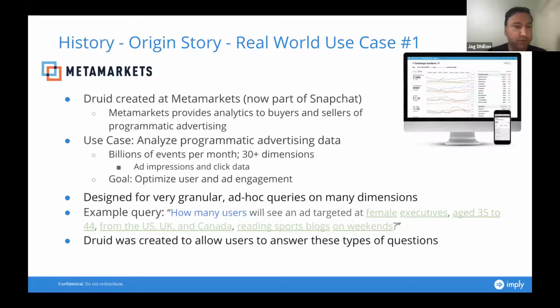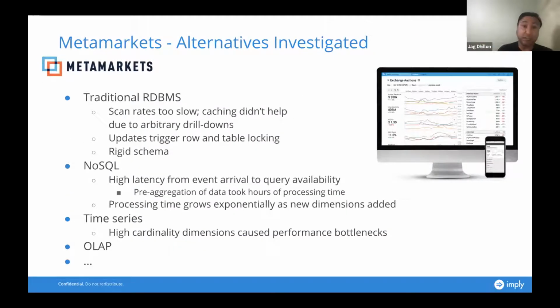Before they came up with Druid, they were looking at alternatives, right? Everyone wants to have a quick solution. Why should someone work too hard? If something is out there, I'll just modify that and use it for my solution. So they went down the traditional relational database. The challenge with that was the scan rates were too slow. When you have billions of records or even millions of rows, it was such a challenge.